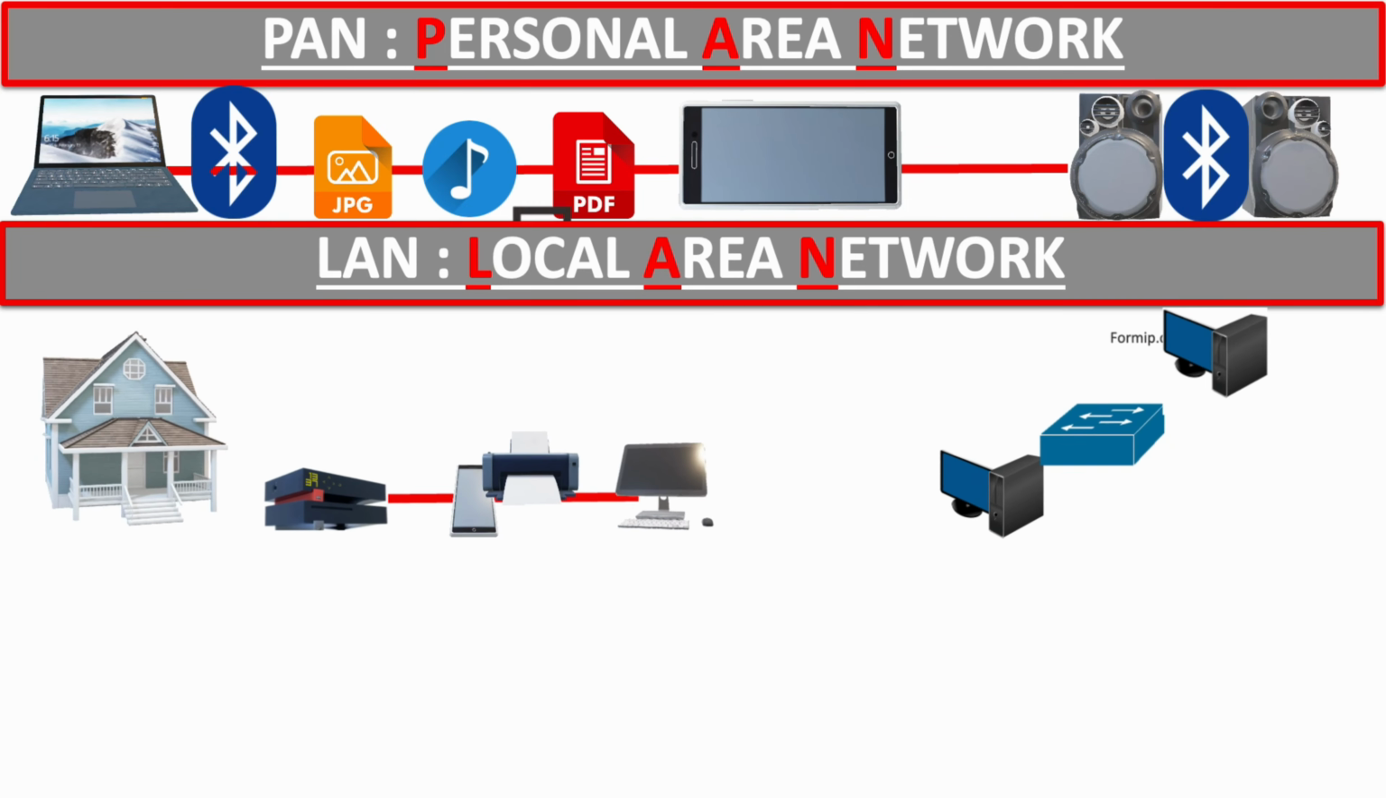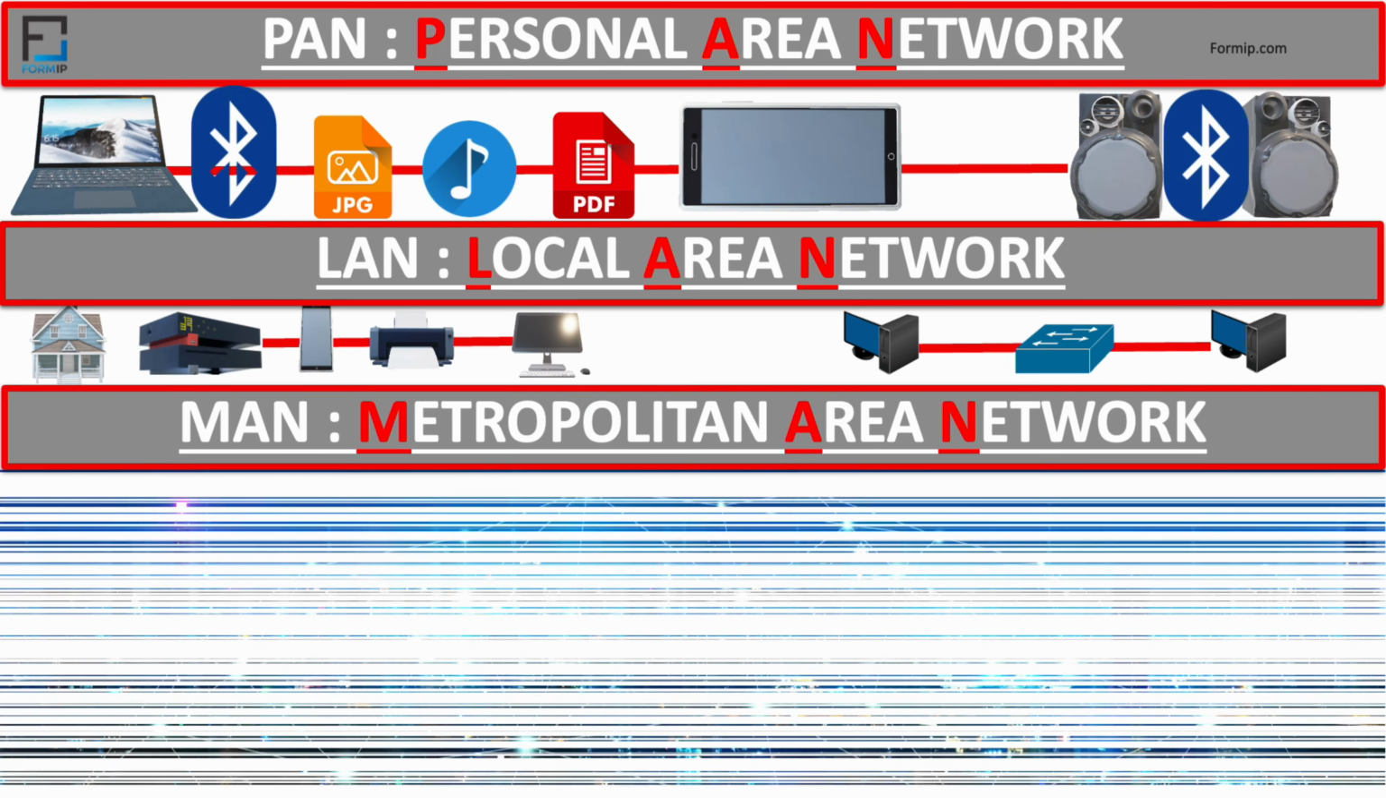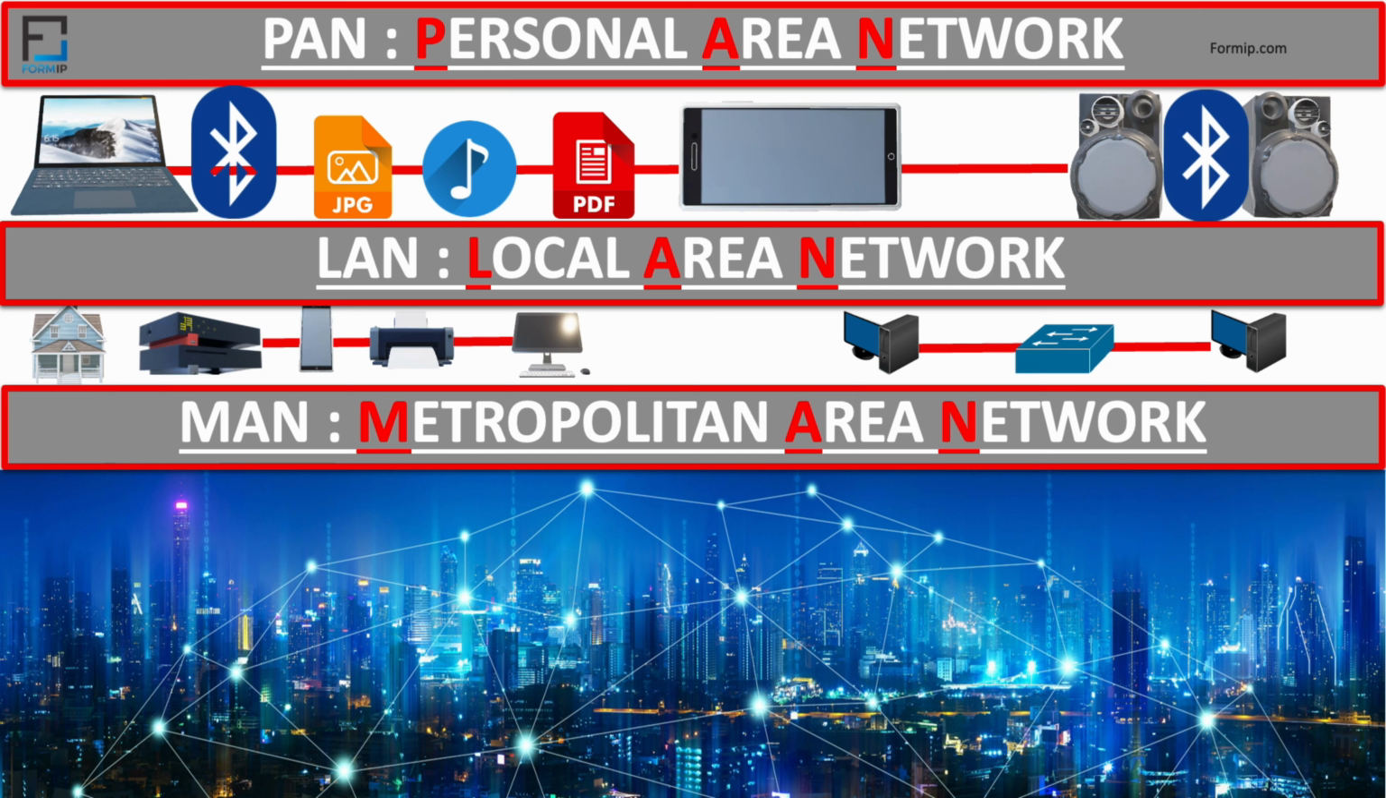MAN stands for Metropolitan Area Network. Now let's look at the MAN, which is a metropolitan network. It is a larger network than a LAN. That is to say, it extends over several buildings in a city. MANs are generally connected with optical fiber, i.e., very high speed.